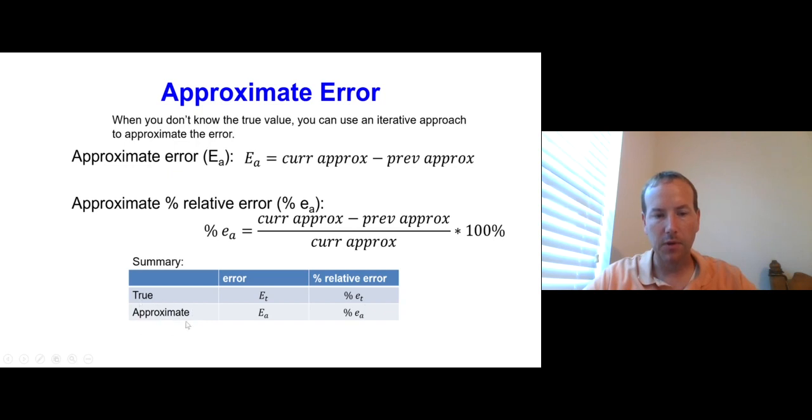And if you don't know the actual answer, sometimes we use the approximate error, or this is the relative version of it. So this little table should hopefully simplify your understanding of these terms. They'll get used quite a lot as we go forward.